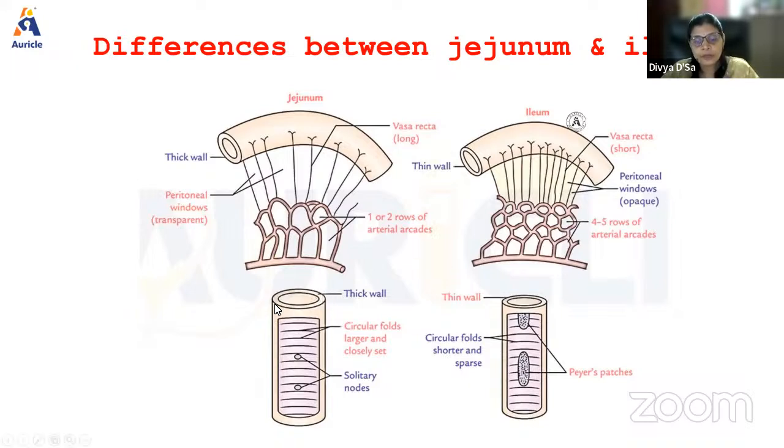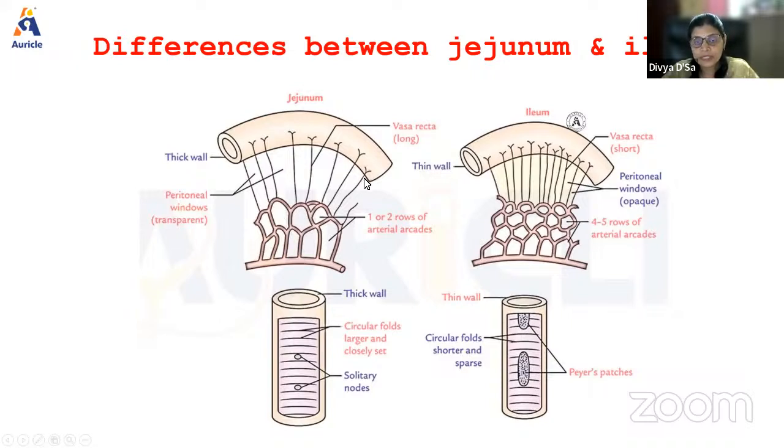If we see from outside, the lumen of the jejunum is wider, whereas the ileum is narrower. The jejunum has a thick wall, whereas the ileum wall is thin. Inside the jejunum, we see larger and closely placed circular folds, and solitary nodules here and there. In the ileum, the circular folds are shorter and sparse, fewer compared to the jejunum. Here we see aggregation of lymphatic follicles, the Peyer's patches. These are the luminal differences.